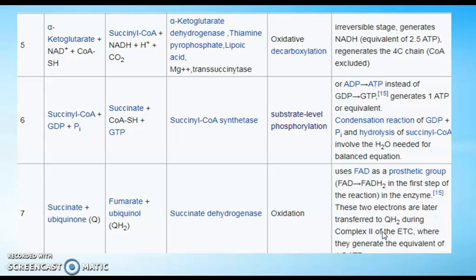So what happens in this step? This FAD is converted to FADH2 in the enzyme. These two electrons are later transferred to QH2, this is ubiquinol, during the electron transport chain, where they generate the equivalent of 1.5 ATP.